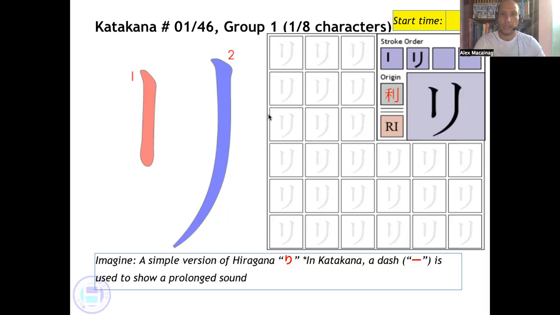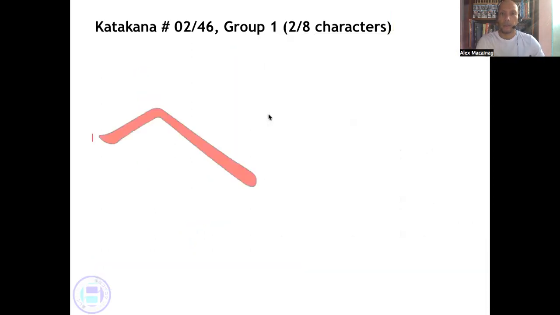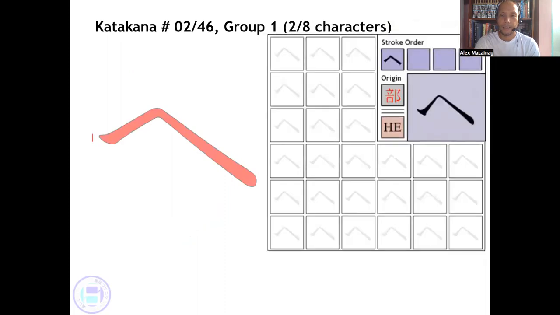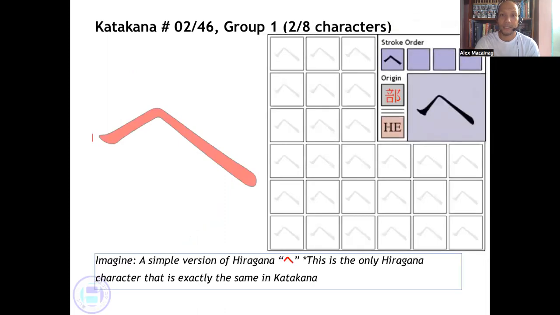Okay, let's go to the next character. Use your imagination. What do you see? Yes, this looks like hiragana he, right? It's the same, onaji, he. Imagine a simple version of hiragana he, or when we use it as a particle in Nihongo, it's silent H, he.